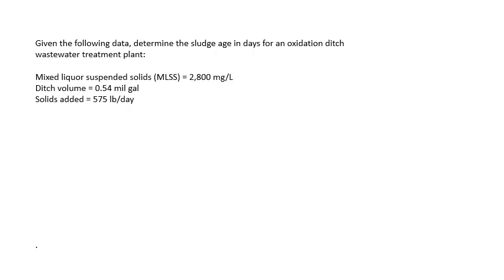Given the following data, determine the sludge age in days for an oxidation ditch wastewater treatment plant. Mixed liquor suspended solids, MLSS, of 2,800 milligrams per liter, a ditch volume of 0.54 million gallons, and solids added of 575 pounds per day. So our formula for sludge age days is solids inventory in pounds divided by the solids added in pounds per day. Well, if you notice, they did not give us the solids inventory in pounds, but they did give us the solids added in pounds per day. So we're going to have to do an additional math step.